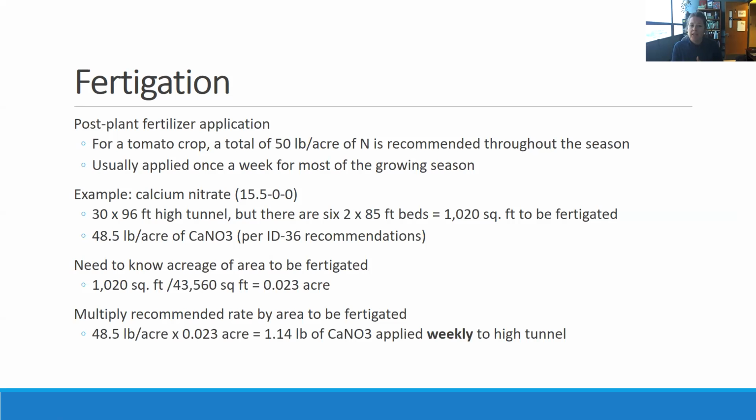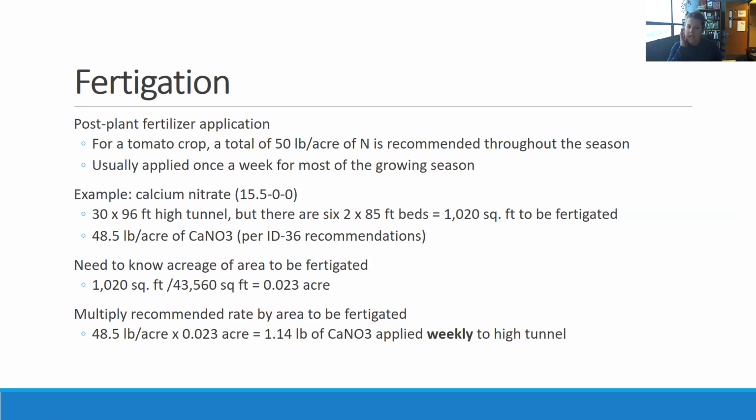So the post-plant fertilizer application for a tomato crop, let's say it's 50 pounds per acre of nitrogen throughout the season, right? So usually we would say apply that once a week after transplanting, 2 weeks after transplanting, go ahead and start fertigating for most of the growing season. So you're going to do calcium nitrate, 15.5-0-0. That's what's on the bag, right? I'm just giving the high tunnel amount again.